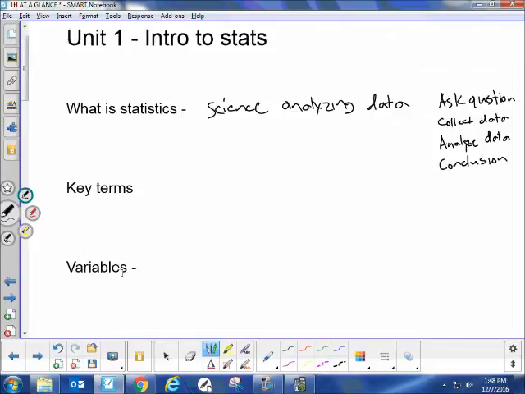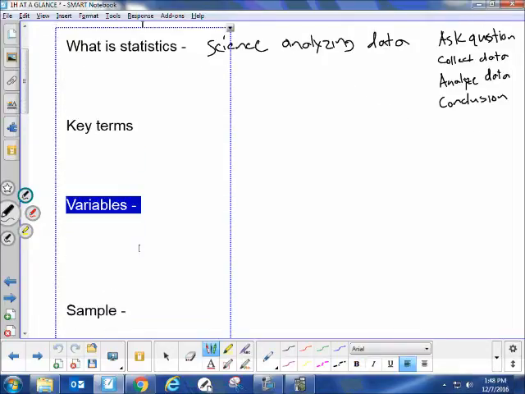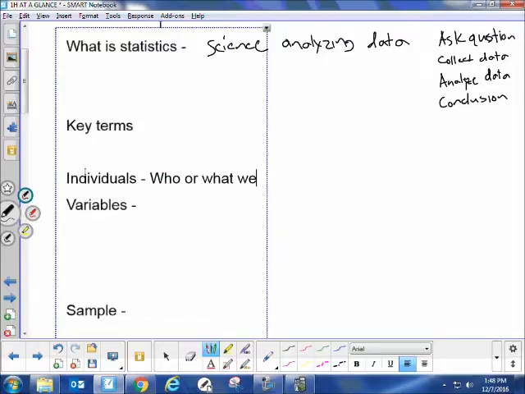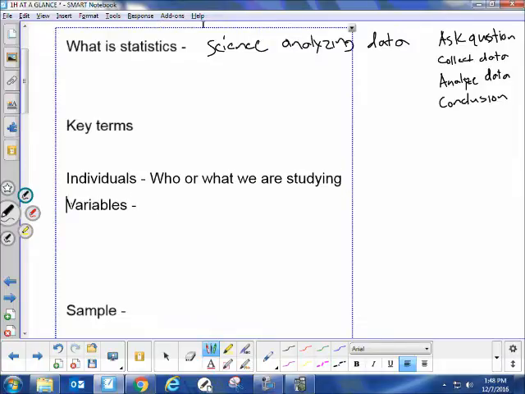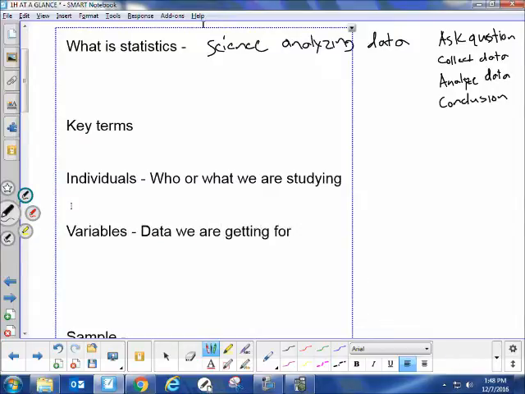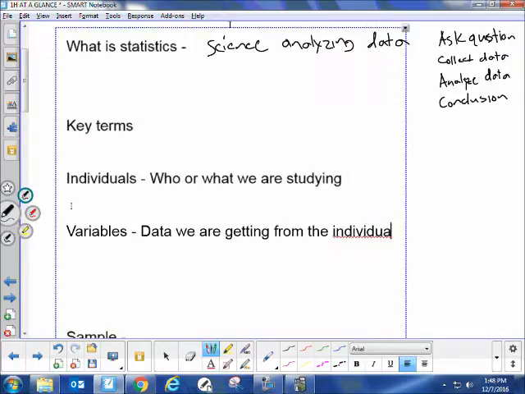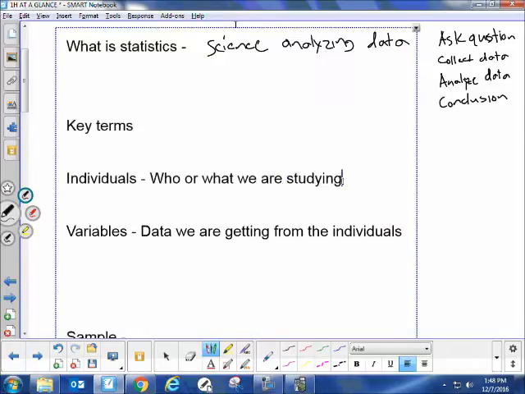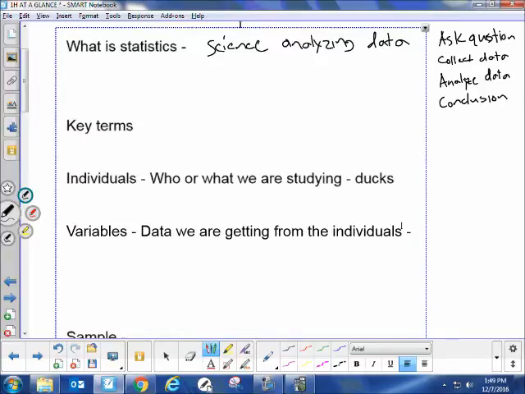And we first figure out the variables and kind of the individuals before we talk about the variables. Individuals is who we're studying, or what we are studying. Okay, variables is what data we are getting from the individuals. So if we're saying ducks, we could get the variable to ducks wingspan.